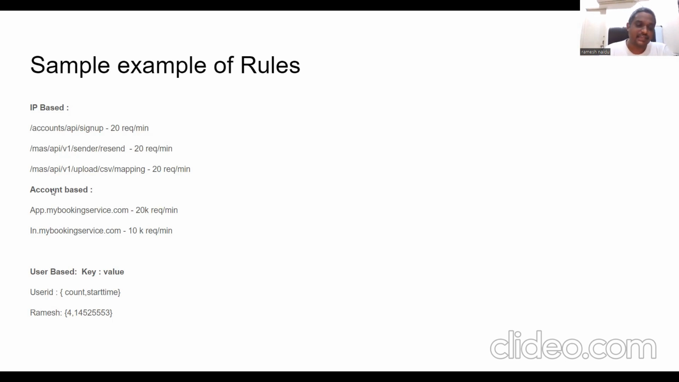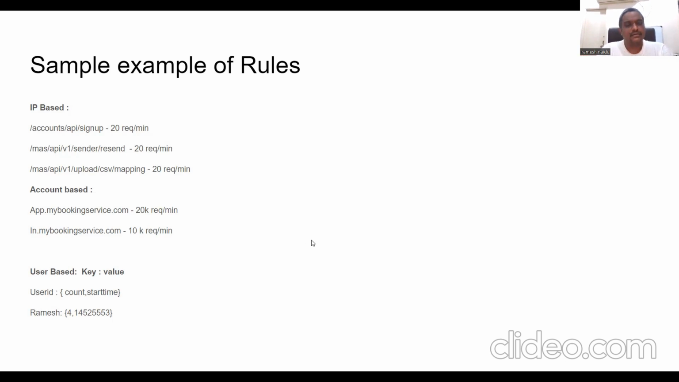So I say Ramesh has a max of 4 requests per minute, and in the start time, this is a timestamp. We keep on updating the timestamp so that the difference would always be not more than a minute. In a minute, Ramesh always has access to 4 requests. So this is user base. So we have these different ways where we can configure our rules. I'm just giving you an overview of how the rules can be configured.